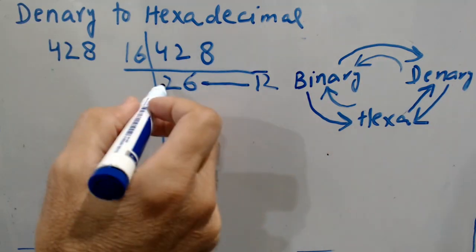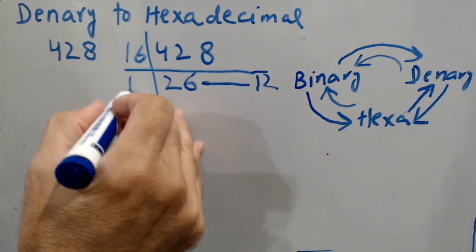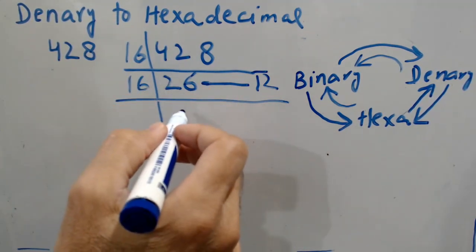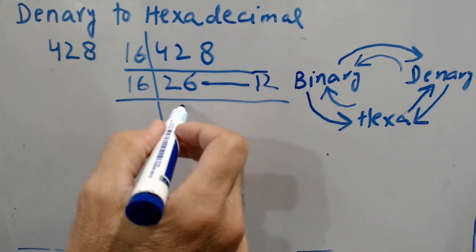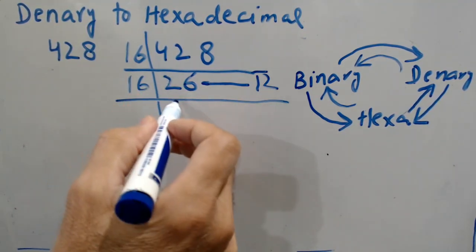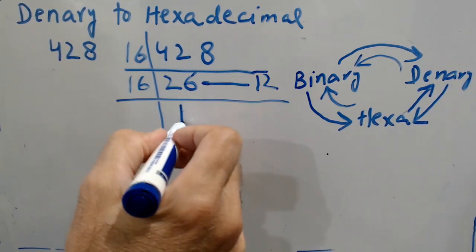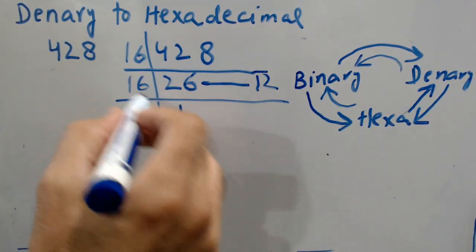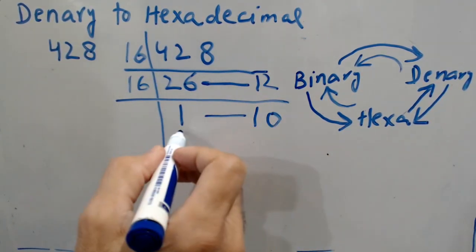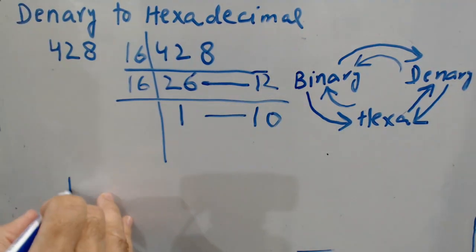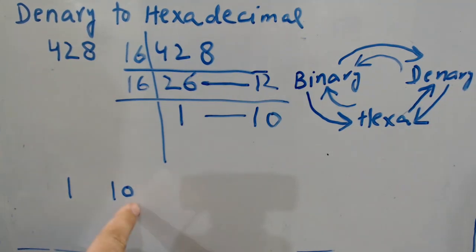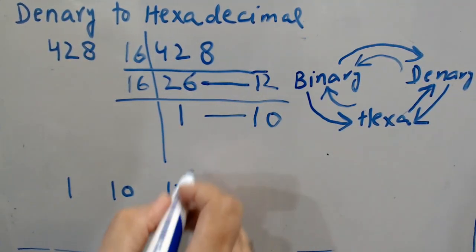Again, now this number, 26, is greater than 16. You will keep on dividing until it is less than 16. So we can divide it one time, because two times 16 would be greater than 26. One time 16 is 16, and the remainder is 10. So the required number starts with 1. I'm writing it here like this: 1, 10, and the third digit is 12. This is the required number.